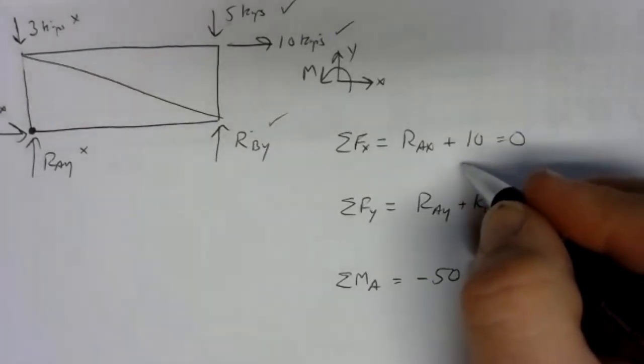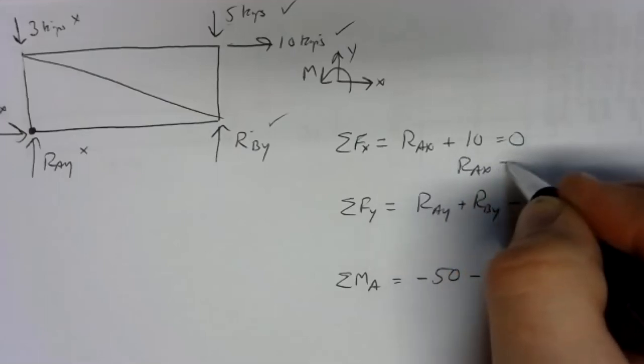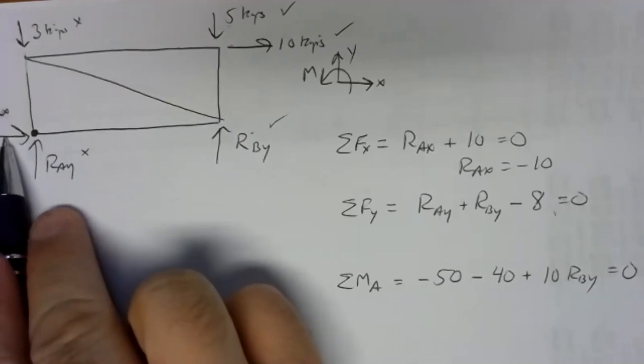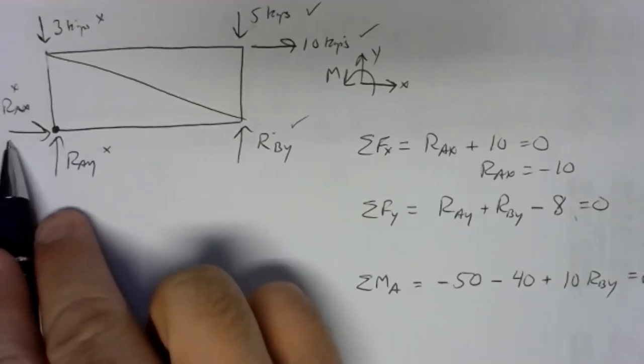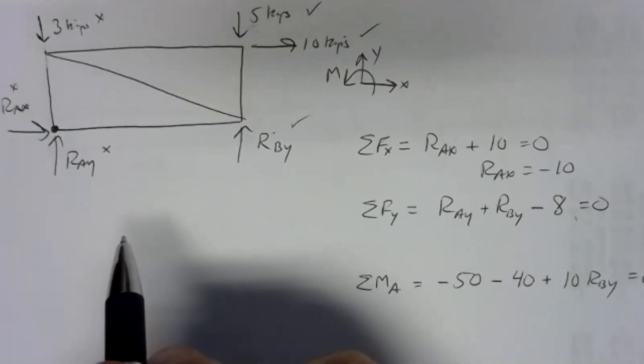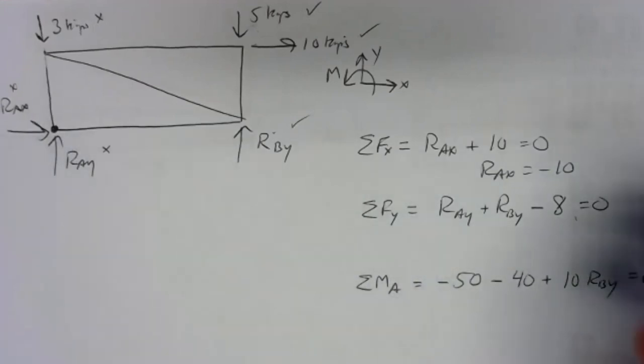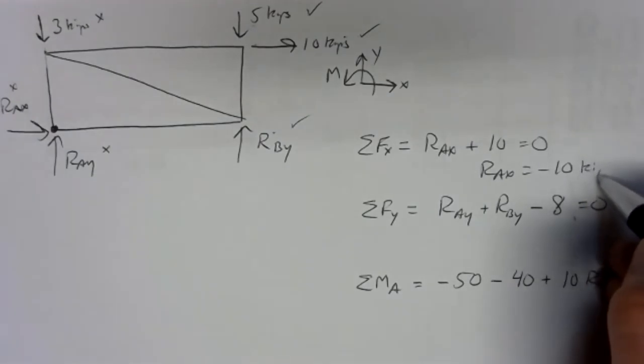Solving the x direction equation, RAX is a negative 10. That means our assumed direction was incorrect. I assumed here in my free body diagram that RAX was to the right. It's really got to be to the left. So RAX is negative 10 kips.